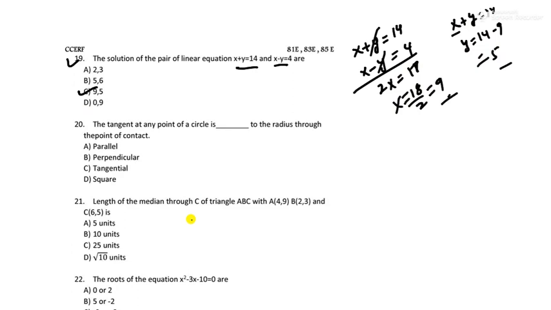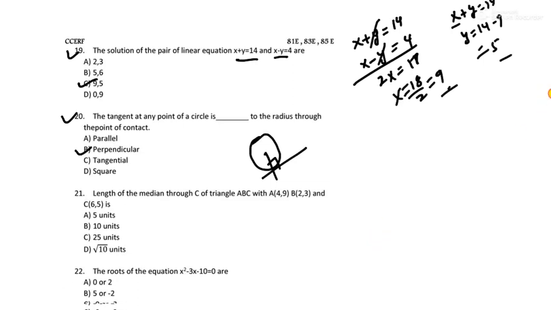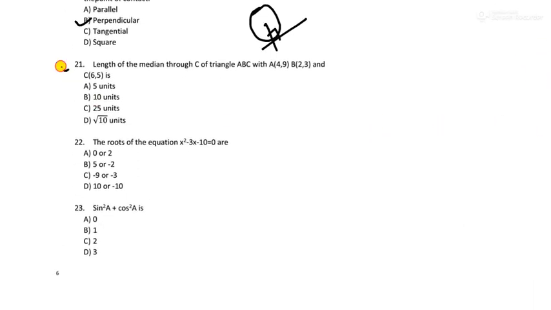Okay. Next, moving to question number 20. The tangent at any point on a circle is dash to the radius through the point of contact. So what is that? It is perpendicular, always perpendicular. Option number B is the right answer. Okay, next, moving to question number 21.